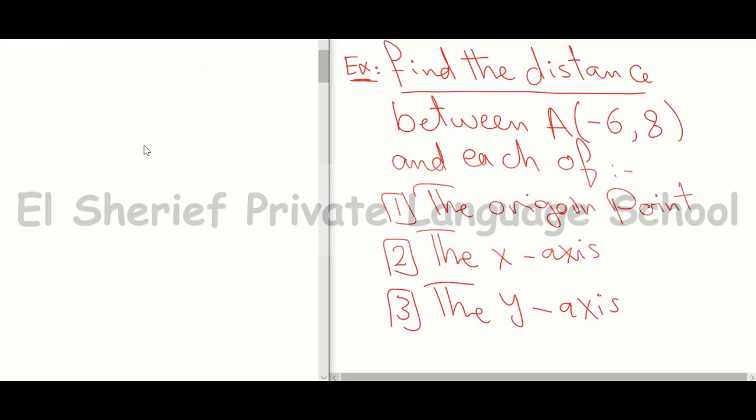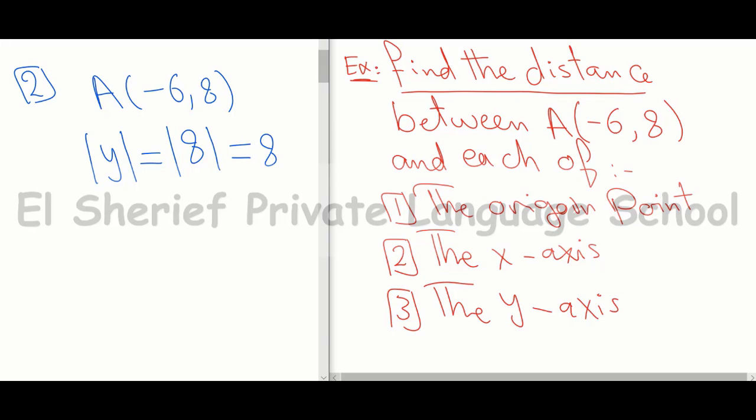Number 2, we want to find the distance between the same point and the x-axis. The point A, its coordinates again, negative 6 and 8. The distance between it and the x-axis is the absolute value of the y coordinate. It means the absolute value of 8 equals 8 unit lengths. And in the same way, the distance between the same point and the y-axis equals the absolute value of the x coordinate, the absolute value of negative 6, equals 6 unit lengths.